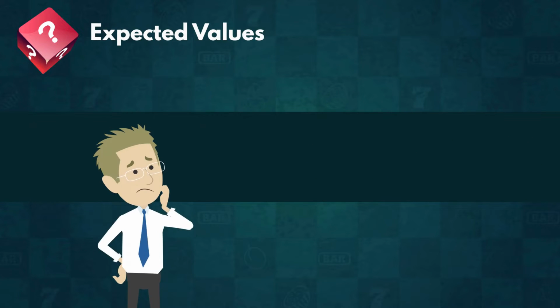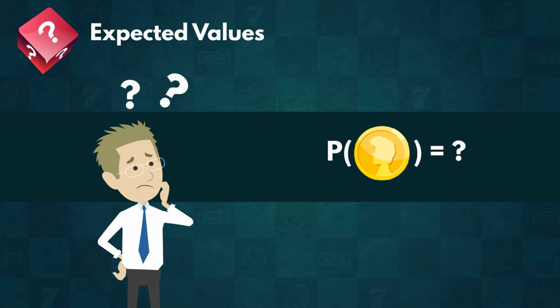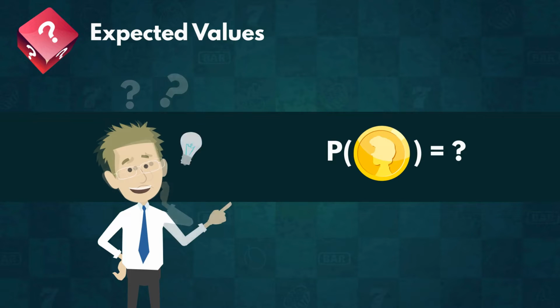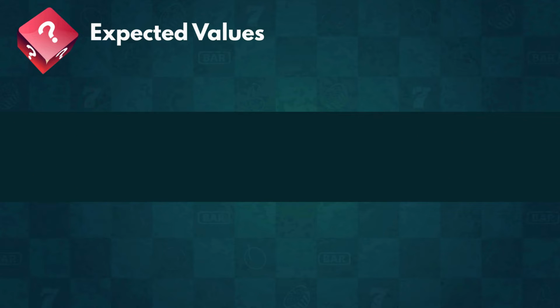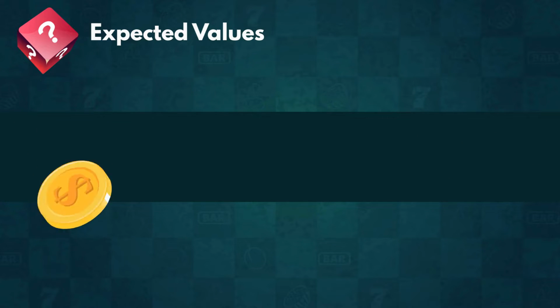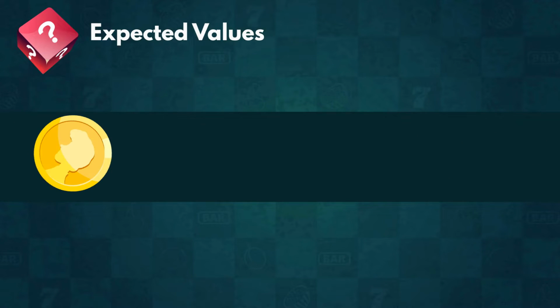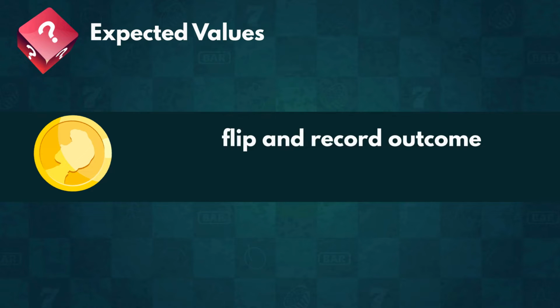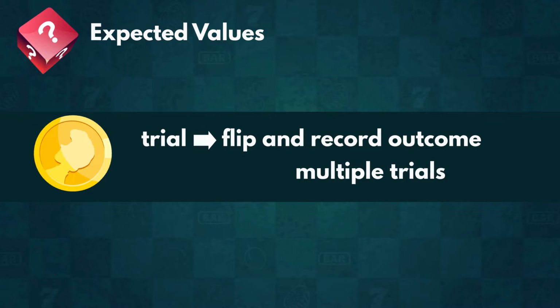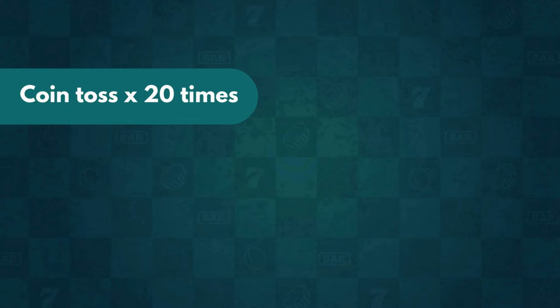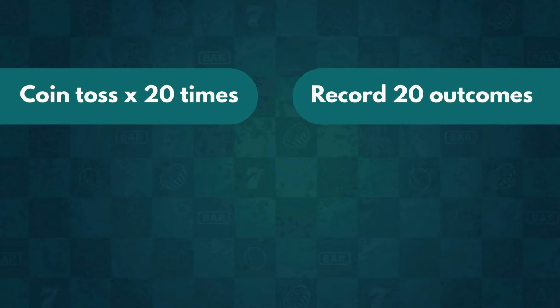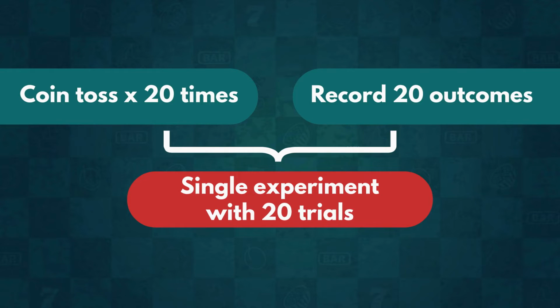Okay, imagine we don't know the probability of getting heads when flipping a coin. We are going to try to estimate it ourselves. So we toss a coin several times. After doing one flip and recording the outcome, we complete a trial. By completing multiple trials, we are conducting an experiment. For example, if we toss a coin 20 times and record the 20 outcomes, that entire process is a single experiment with 20 trials.